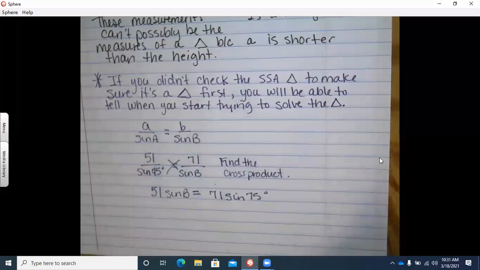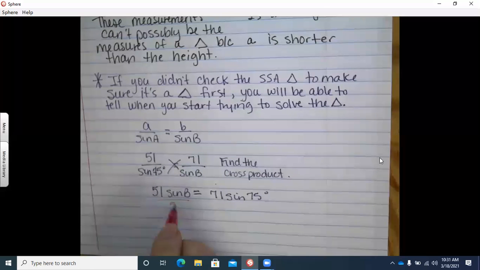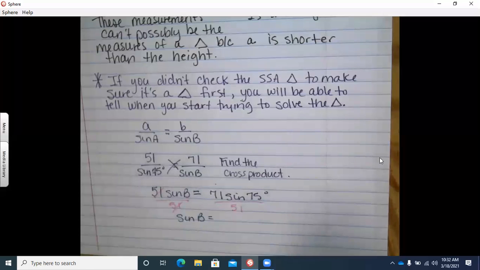So if I'm trying to solve for sine of B, what would I do next? Divide by what? 51, because I want the 51 to go away and just leave me with sine of B. I have to do that to both sides. So the sine of B equals, y'all put 71 times sine of 75 degrees, quantity divided by 51 in your calculator and tell me what you get.